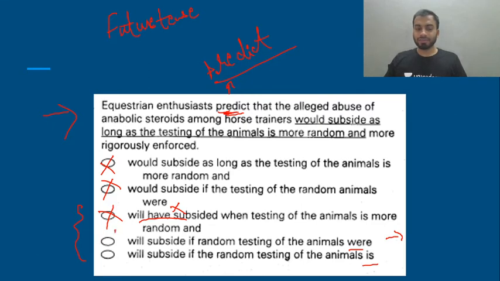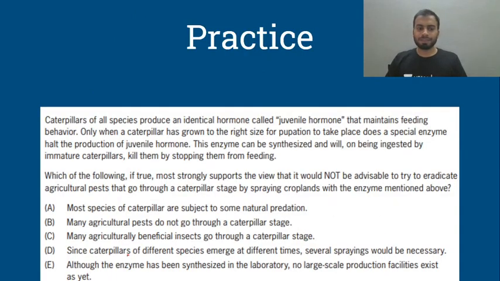That is why I'll do away with option D and I'll go with option E, right? Plus, if you noticed carefully, "would subside if the testing of the random animals were", right? We don't need random animals, we need random tests, right? So option E looks to be the correct answer. Let's move on to another critical reasoning question now.